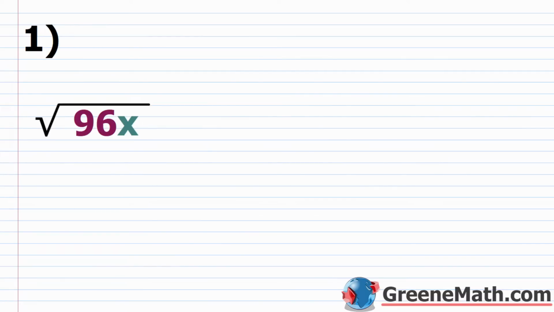So we have the square root of 96x. The idea here is that if you have a square root, you're going to factor this number and look for any perfect squares. That's going to allow you to further break this down and simplify. So I'm just going to start by making a little factor tree for 96, and I'm going to think about dividing it by 2. So it would be 2 times 48 just to get things started.